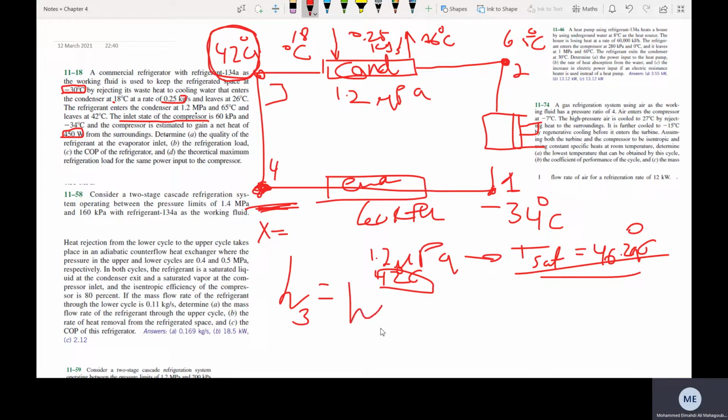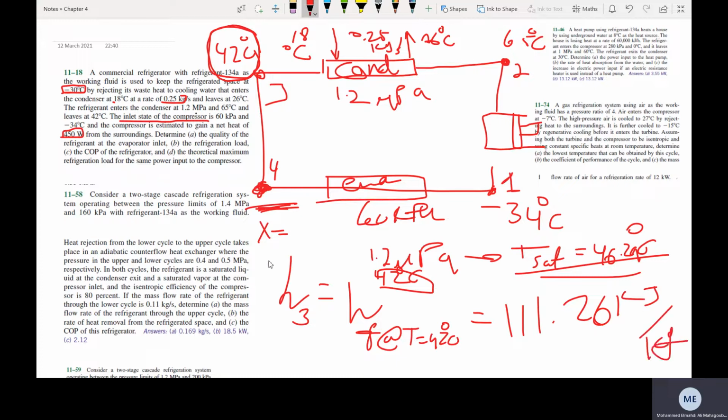Now, for subcooled liquid, we can use Hf at the temperature, which is equal to 42 degrees Celsius. Now what is Hf at the temperature equal to 42 degrees Celsius? I'm going to 42 degrees Celsius, and I can find here that I have the h as 111.26 kilojoules per kilogram. Okay.